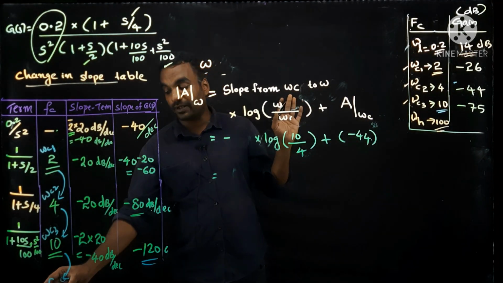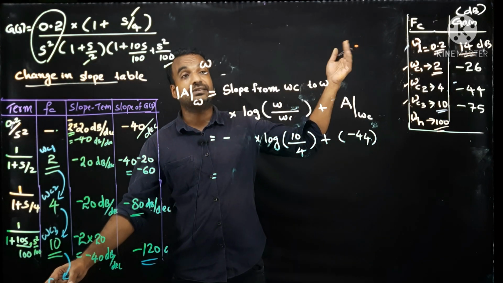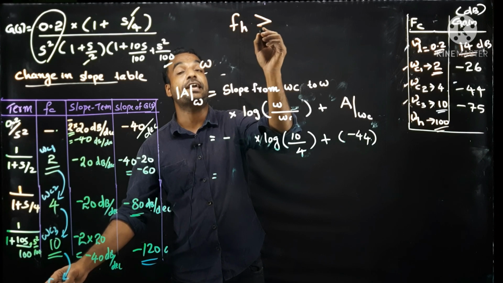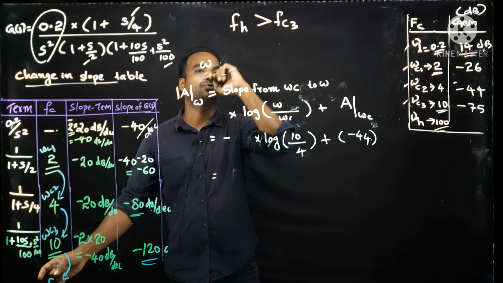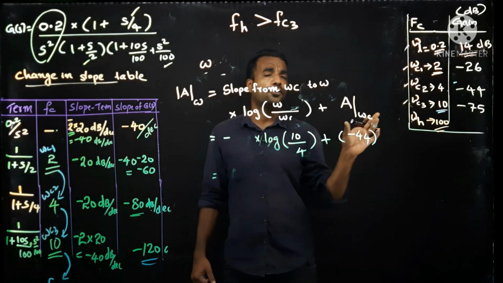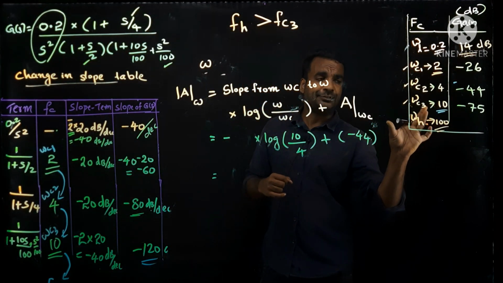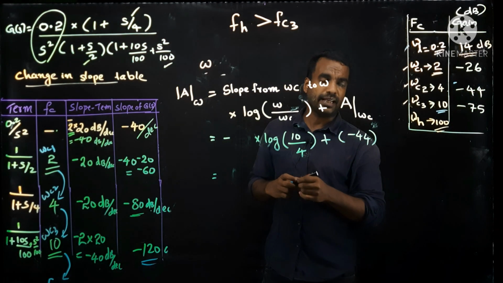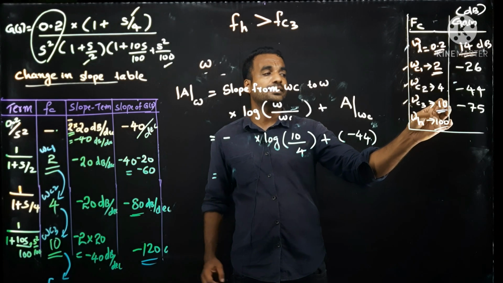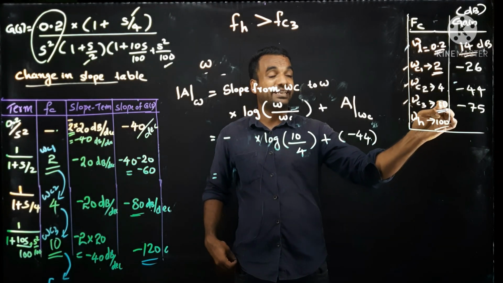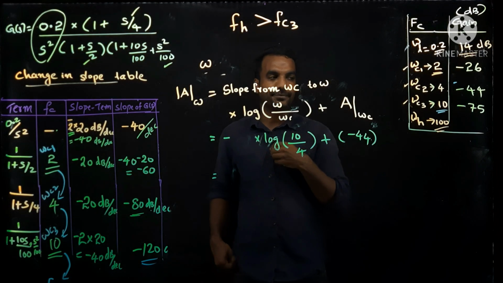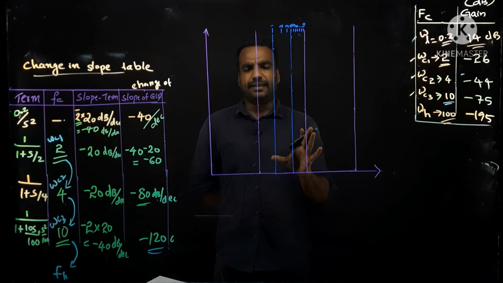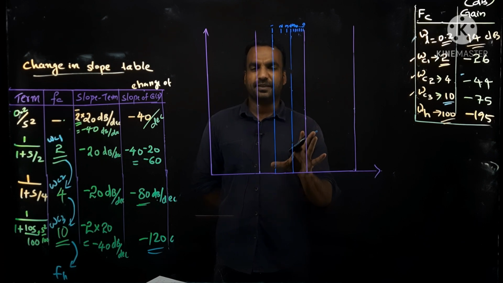Now we are going to calculate for some other frequency fH, which should be greater than FC3, which should be greater than the higher corner frequency. For the time being, I assume that value as 100. 100 is greater than 10 and it's also a decade. 10 to 100 is one decade. So this figure shows an approximate arrangement of a semi-log graph sheet.